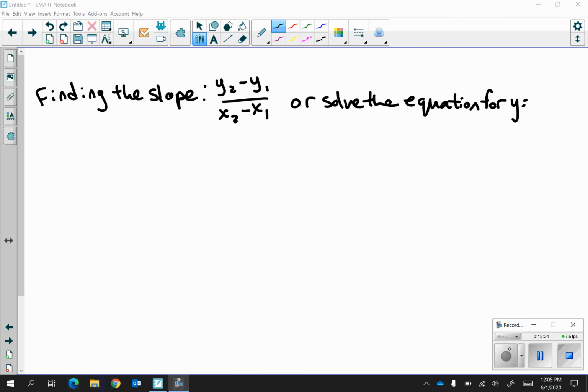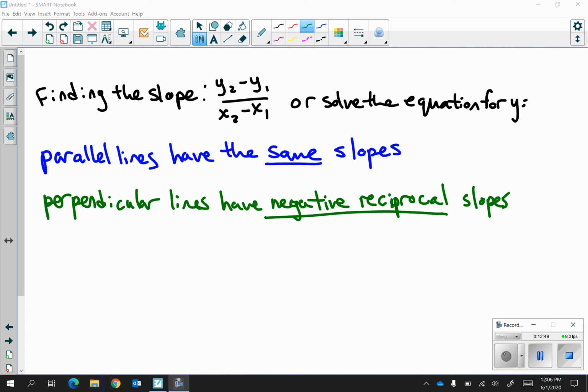So your first step to these problems is going to be to find the slope, unless you're actually given it, which would be very nice. But you're going to find the slope by either doing the change in y over the change in x if given 2 points, or if you're given an equation, solve the equation for y equals, and then whatever comes before the x is your slope. You need to remember that parallel lines have the same slopes, whereas perpendicular lines have negative reciprocal slopes. Emphasis on the negative part of it. Make sure that of the two slopes, one is positive and one is negative.